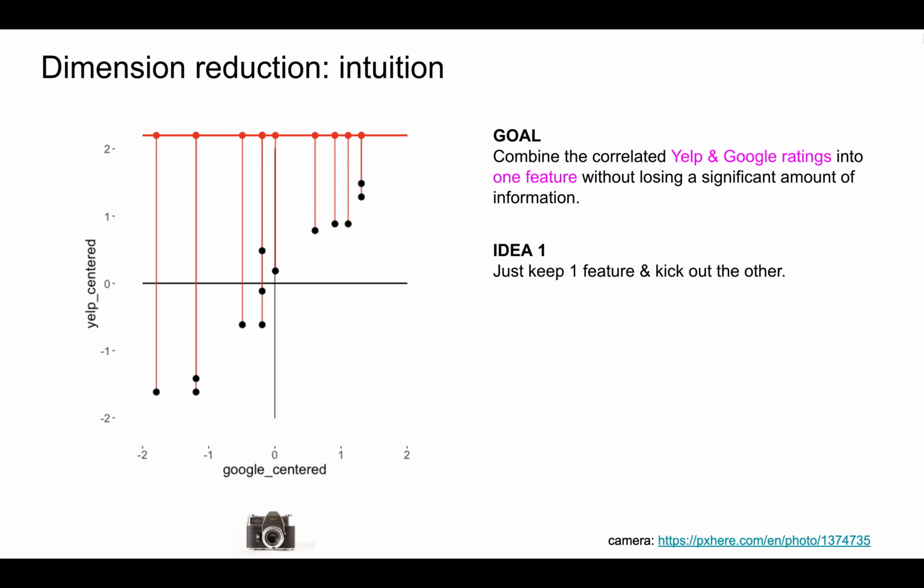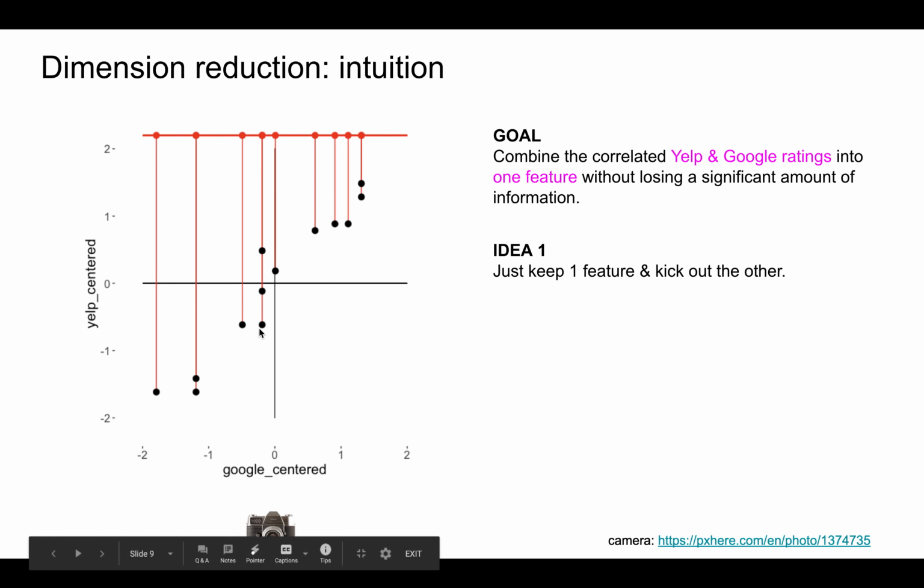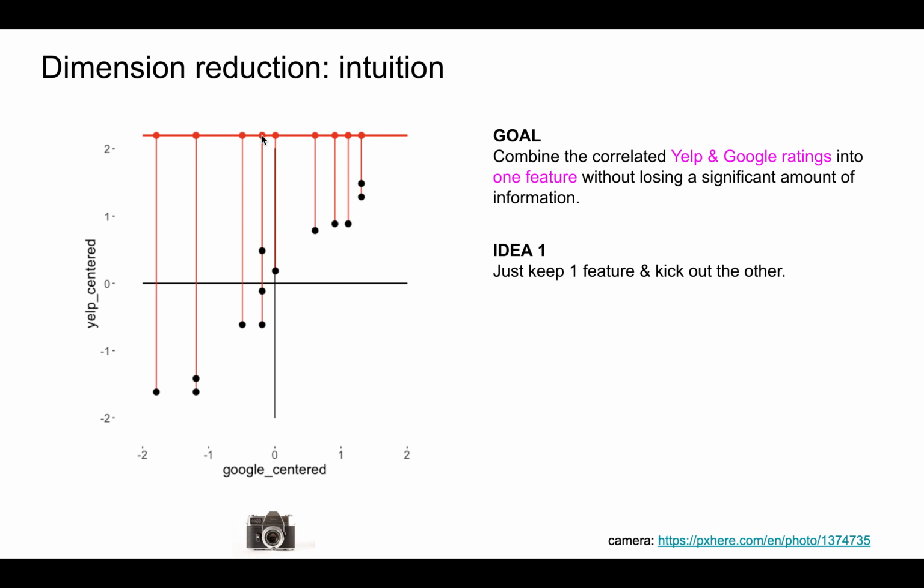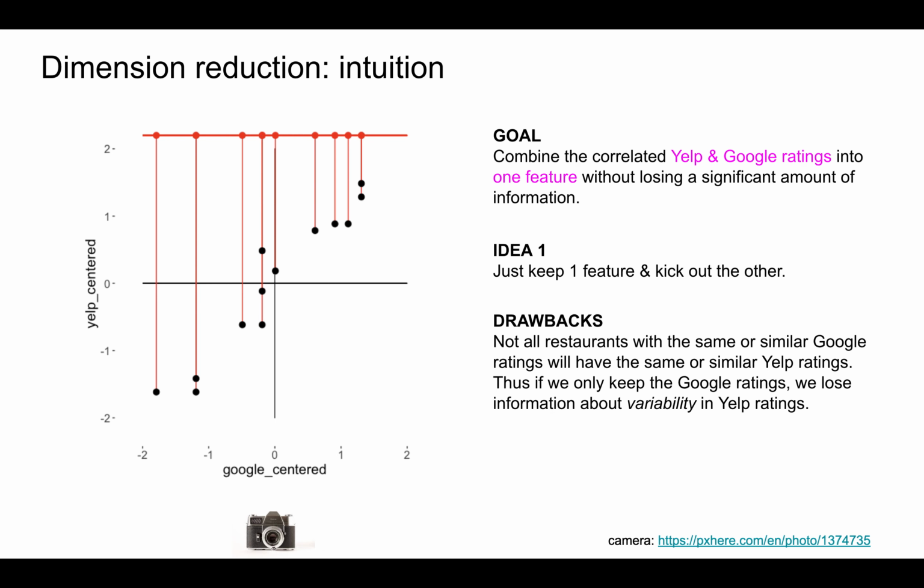That is, not all restaurants with the same or similar Google ratings will have the same or similar Yelp ratings. Here we see that there are 3 restaurants that all have the same Google rating of around -0.1. However, these 3 restaurants have relatively different Yelp ratings. But when we take a picture from the Google axis, the only information we retain is the Google information, and so we lose all of the variability in the Yelp observations. Thus, if we keep only the Google ratings, another way to think about this is that we lose information about all of the variability in Yelp.